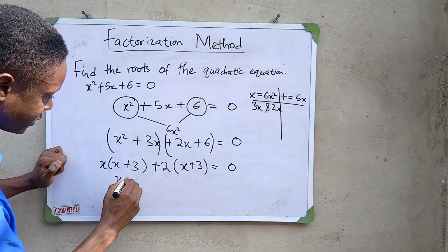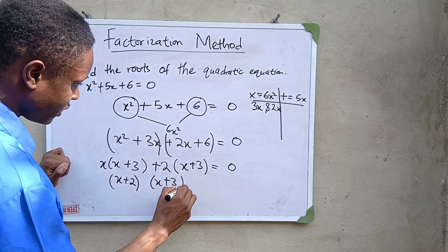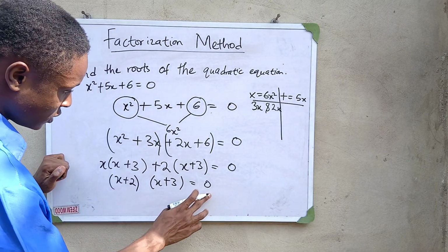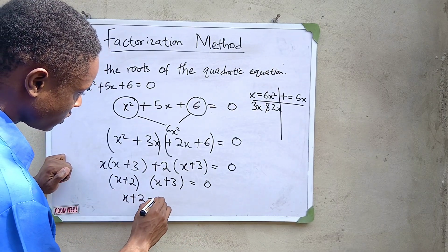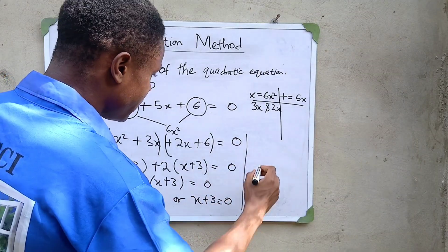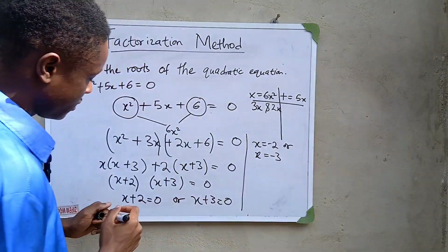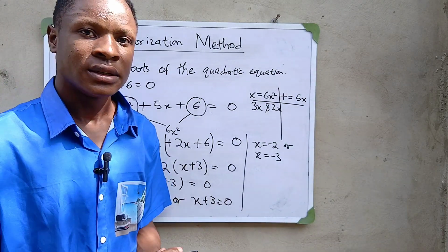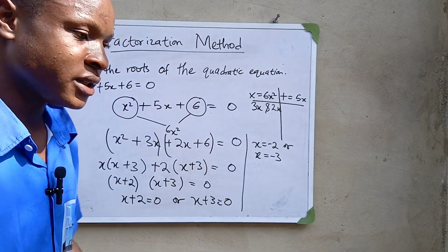So we now have x plus 2, taking one of this and one of this, and x plus 3 is equal to 0. Since this is equal to 0, that means either this or this is equal to 0. So we have x plus 2 is equal to 0 or x plus 3 is equal to 0. Therefore, x is equal to minus 2 or x is equal to minus 3, because if this goes over here, it will give us minus. So that is it. These are the roots of the quadratic equation x squared plus 5x plus 6.